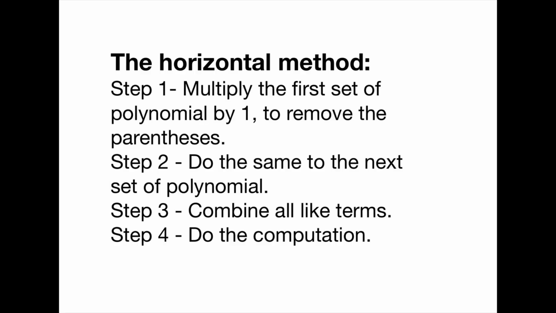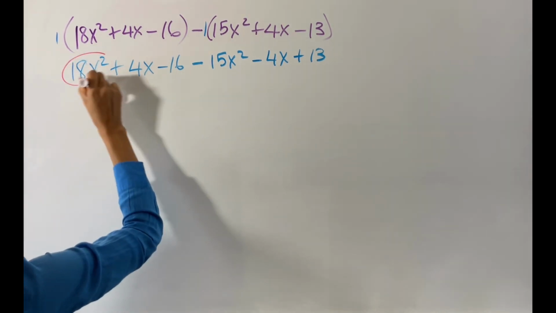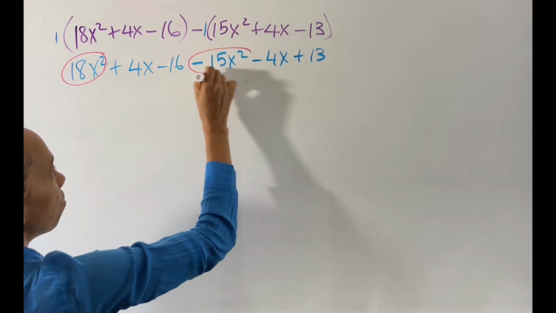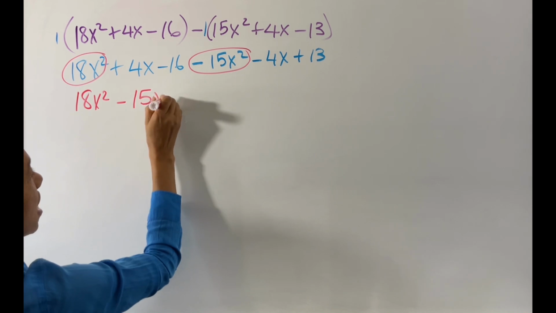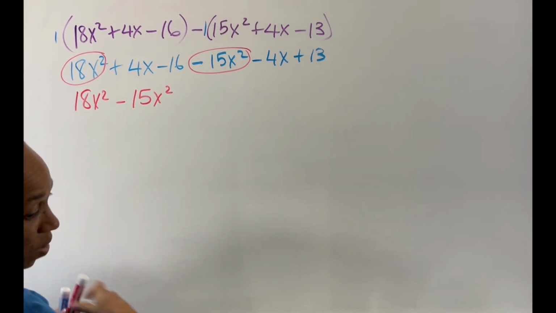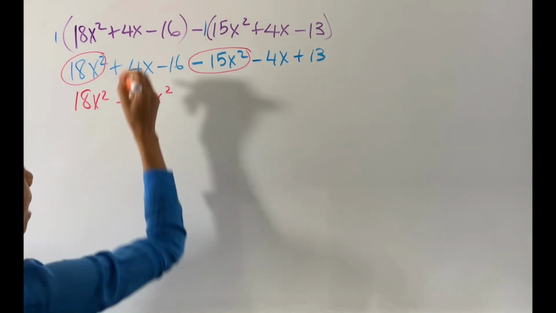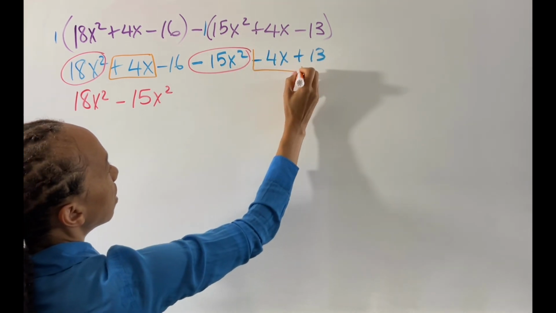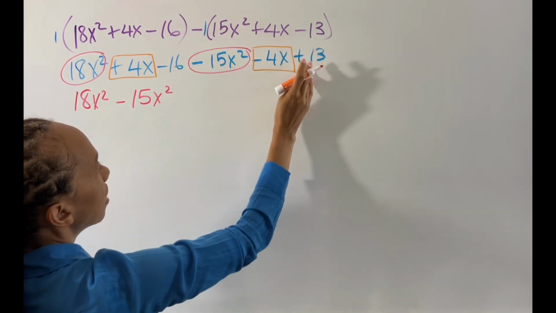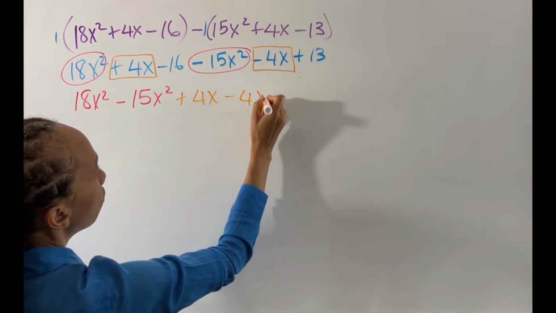So what I suggest for you to do next is that you're going to combine your like terms, and we can identify our like terms here. So we have this, we have the circle, we must bring that together. So we have 18x squared minus 15x squared. The next thing is we're going to look at the other terms that we have, and we notice that we have a plus 4x and a minus 4x, so we're going to put them together, and the minus 4x there.